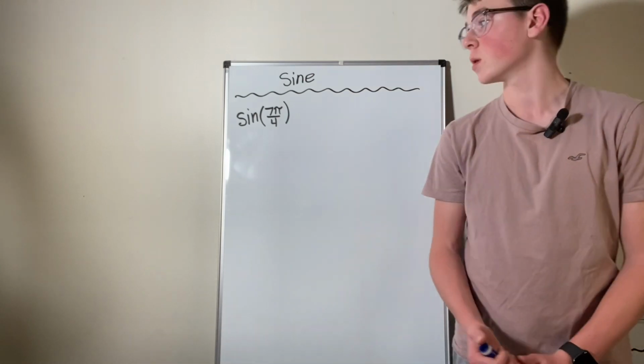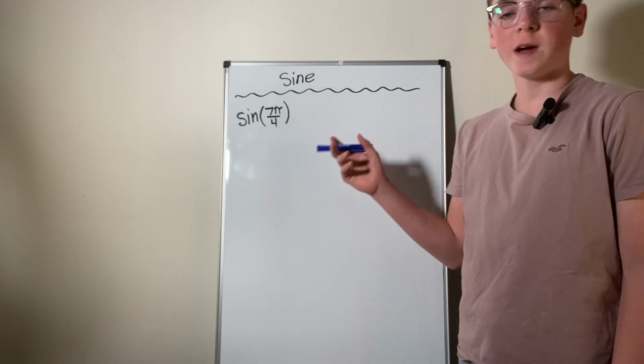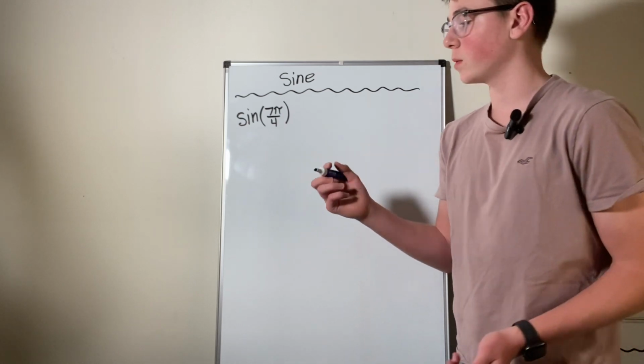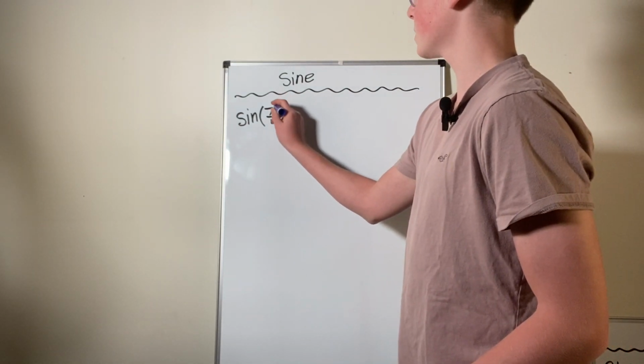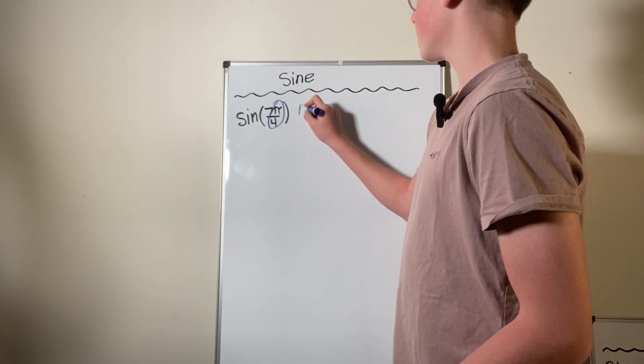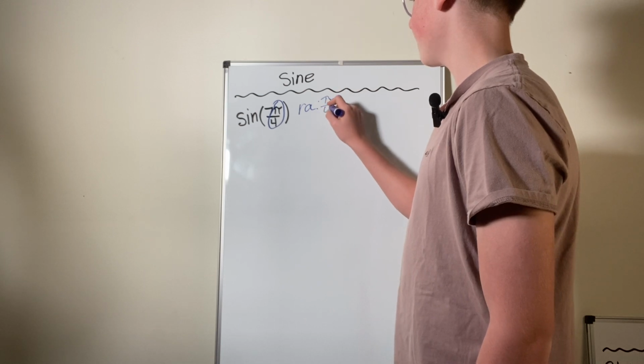Just a quick review. So, sine, we're going to start out easy. Find the sine of 7 pi over 4. First, what do we do? We find the reference angle, and it will always be this pi and this denominator. So we're just going to say RA, reference angle, is pi over 4.